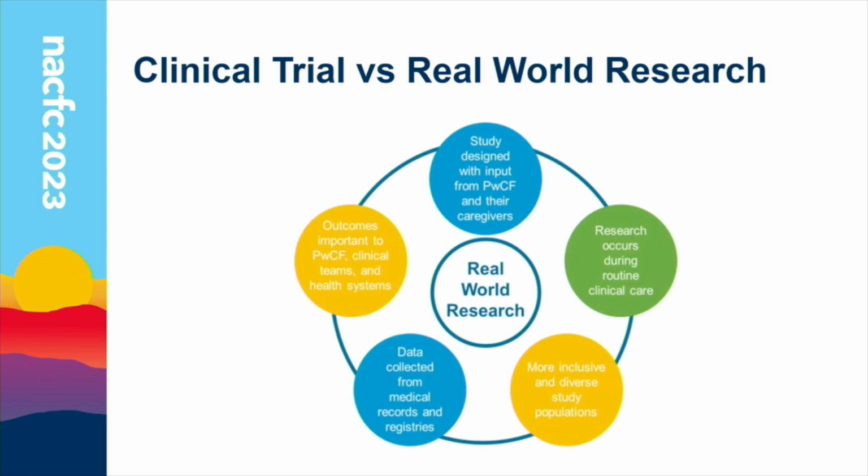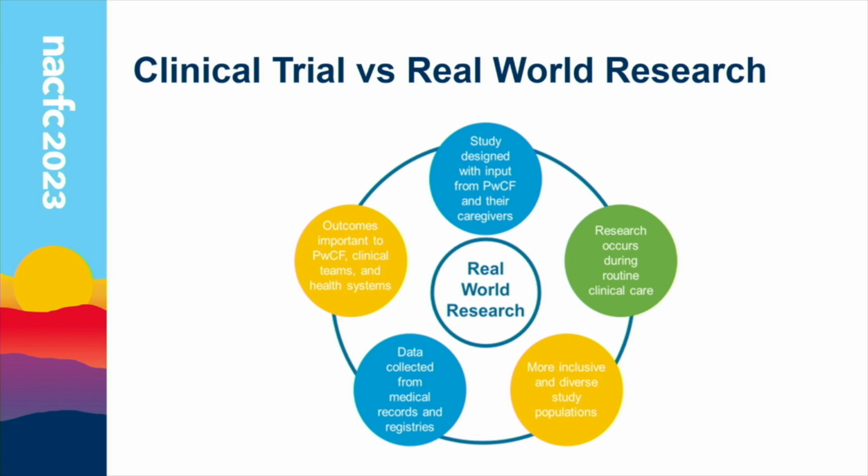So in a model of real-world research, the study is designed with input from our patients with CF and their caregivers. What do they want to get out of this research? What kind of information do they think is helpful and beneficial from their perspective? The research can occur in real time, and can also occur during clinical care. It can be more inclusive. We can reach out and have more diverse patient and study participation in study populations. Data is collected from their medical records. It's also the information that they input and provide to us via the app that we had with HERO2.